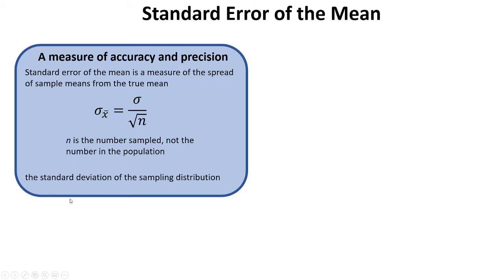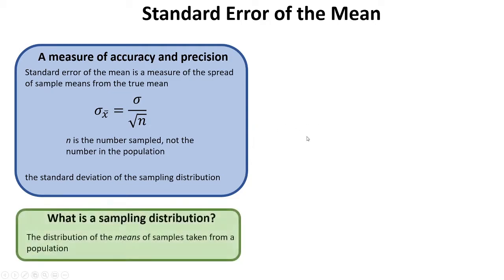So what this is giving us is the standard deviation of something called the sampling distribution, which I'll show you an example of on the next slide. A sampling distribution is the distribution of the means of a sample taken from a population.